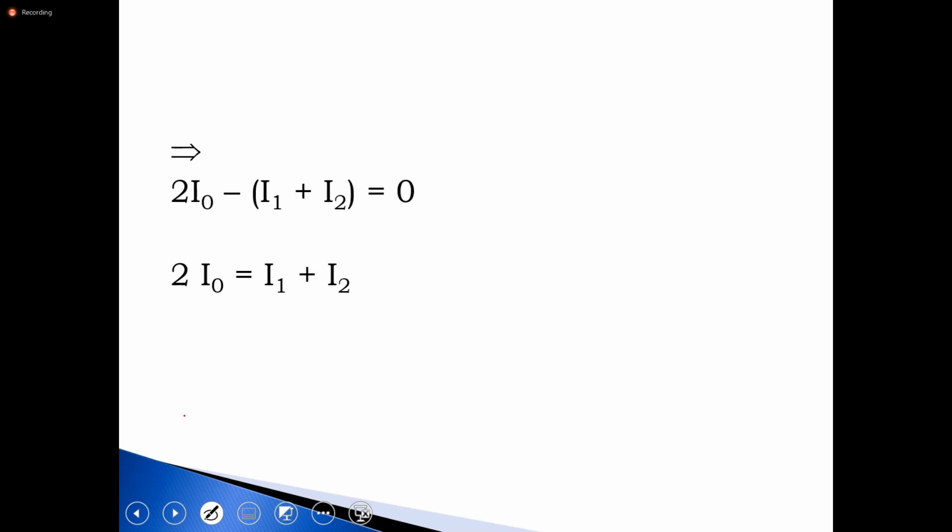Okay? So there will be no zero sequence current. So 2I0 would be 0. So you get I1 is equal to minus I2. All right? So V1 is equal to V2, and I1 is equal to minus I2. All right?